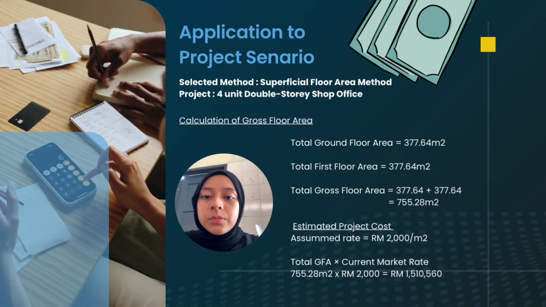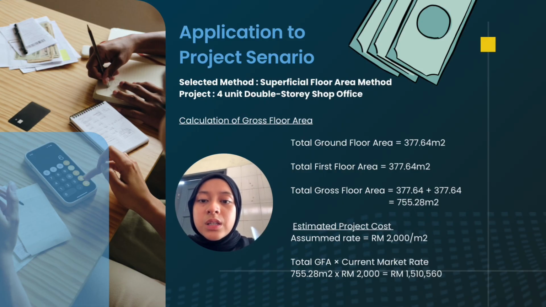Then I multiplied it by the assumed market rate of 2,000 ringgit per square meter. And based on this calculation, the estimated construction cost is 1,510.56. This estimate provides a preliminary cost for the project before a detailed estimate is prepared.